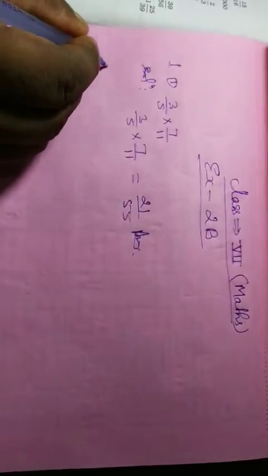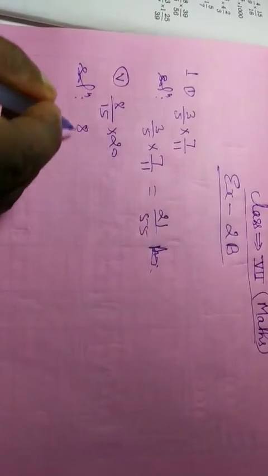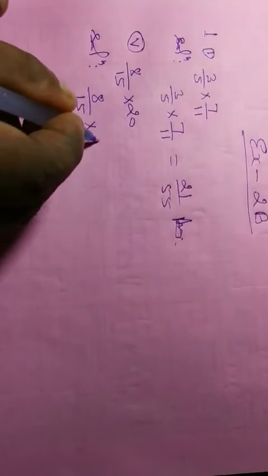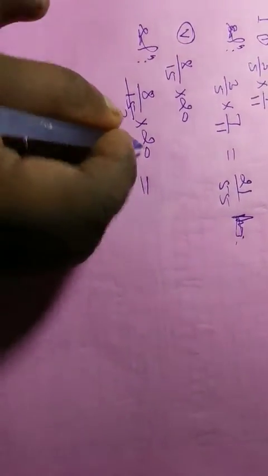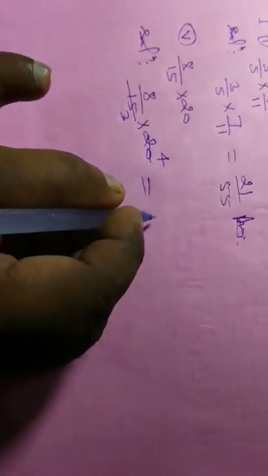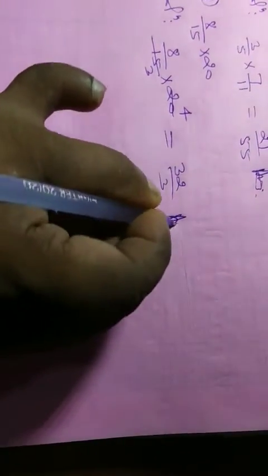Question number 5 is 8 by 15 into 20. Solution: 8 by 15 into 20. 5 3s are 15, 5 4s are 20. 8 4s are 32 by 3, answer.